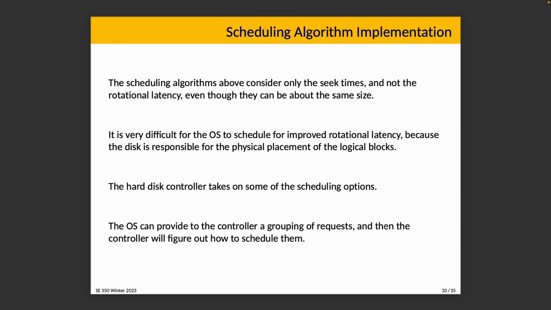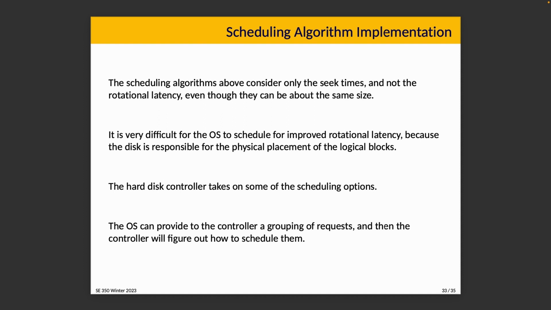Now, the scheduling algorithm that we just talked about for all of these, where we talked about the number of movements of the disk head and what have you, they don't consider rotational latency, even though they are on the same order. In fact, they're even close in size when we talk about number of milliseconds. Why is that? It's because it's very difficult for the operating system to schedule for improved rotational latency. That's the disk's responsibility for the physical placement of the logical blocks.